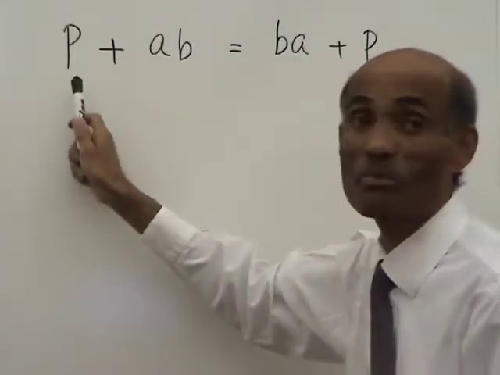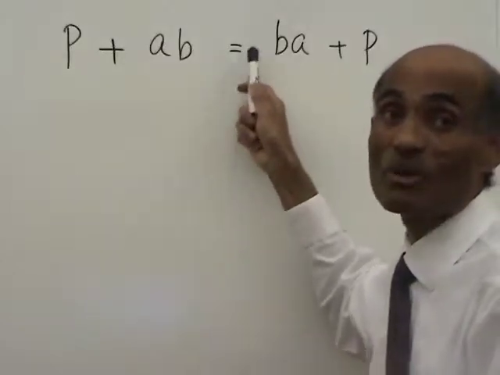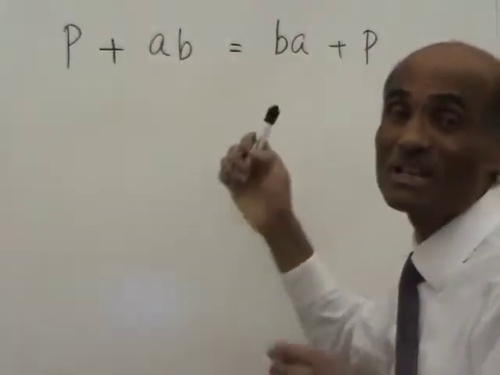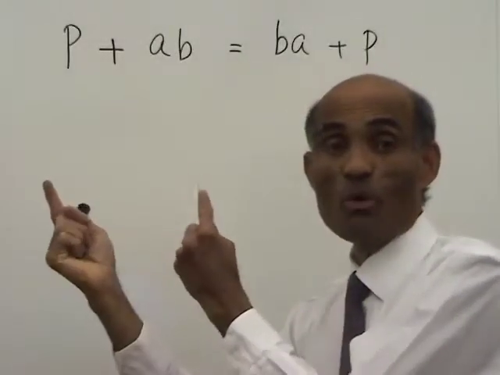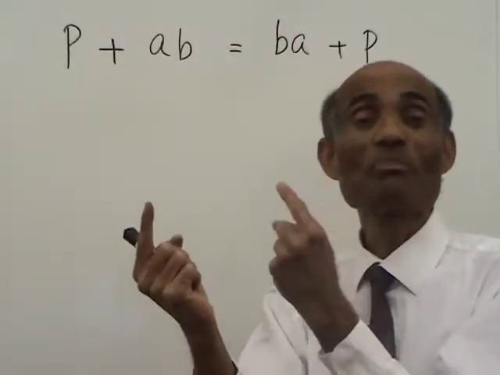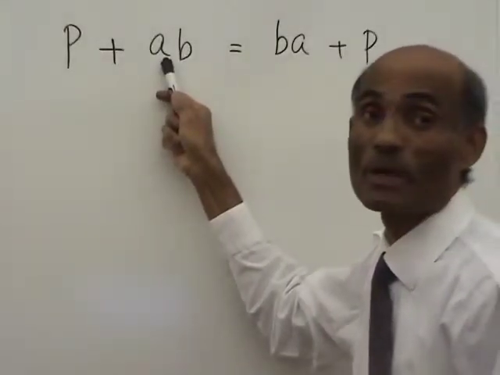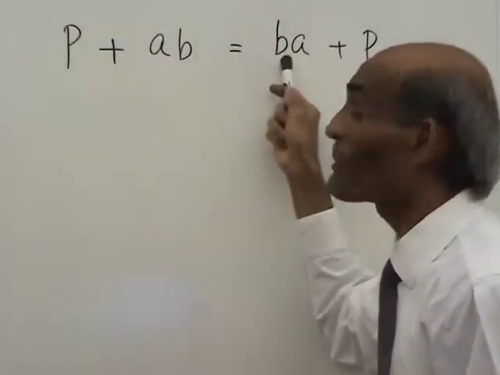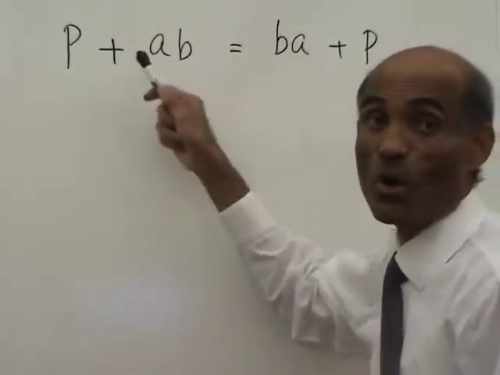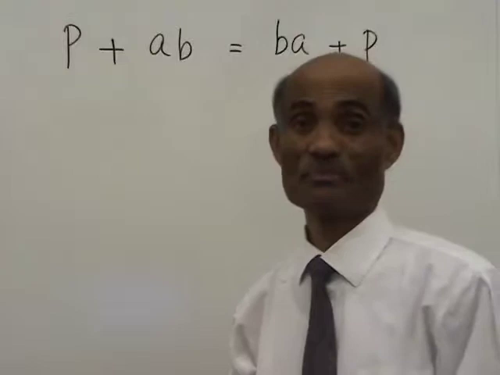And now look at the property I have used here. P plus AB equal to BA plus P. I have changed the order of addition. What is that? Commutative property of addition. So I have used the commutative property of multiplication, also the commutative property of addition.